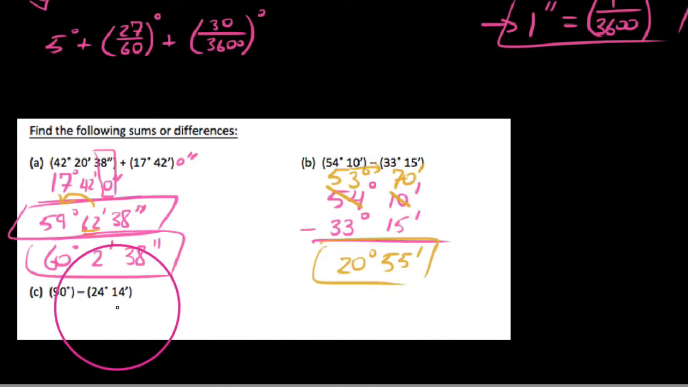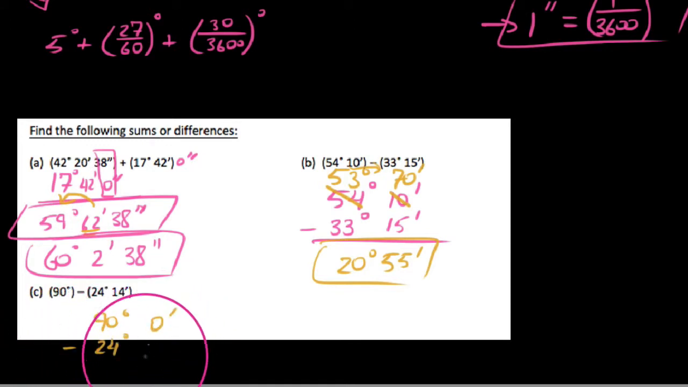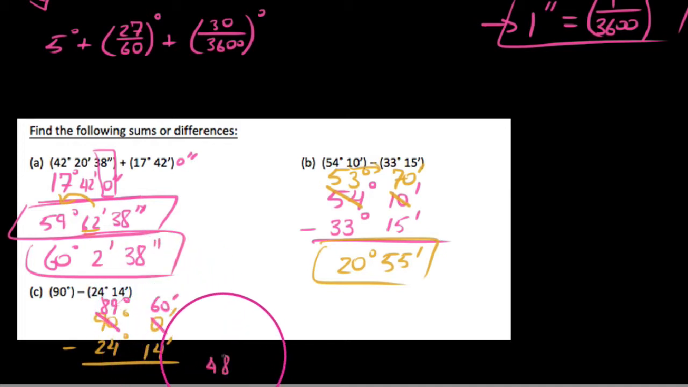So again, really quickly, we'll show this again. We say 90 degrees, 0 minutes, minus 24 degrees, 14 minutes. Again, we don't have enough to subtract here. So we'll make this 89 degrees and take that degree and bring it over here and make it 60 minutes on top of the 0 we had. So 60 minus 14 is going to leave us with 48 minutes, and 89 minus 24 is going to leave us with 65 degrees. So 65 degrees and 48 minutes. That's how you work with degrees, minutes, seconds.